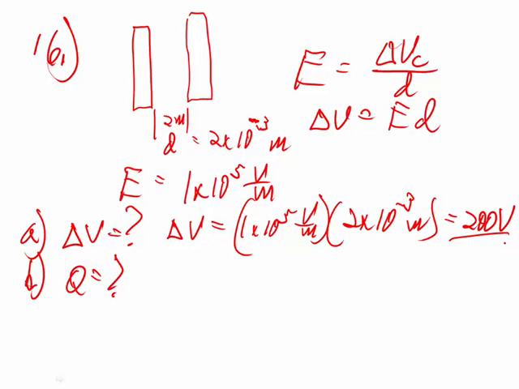It says how much charge is on each plate. Well, we can find that using our capacitance equation. We can use this equation right here, I think this is equation 20.7, where the electric field is equal to the total charge divided by epsilon naught times the area of the plates. So the charge is equal to the electric field in the capacitor times epsilon naught times the area of the plate.